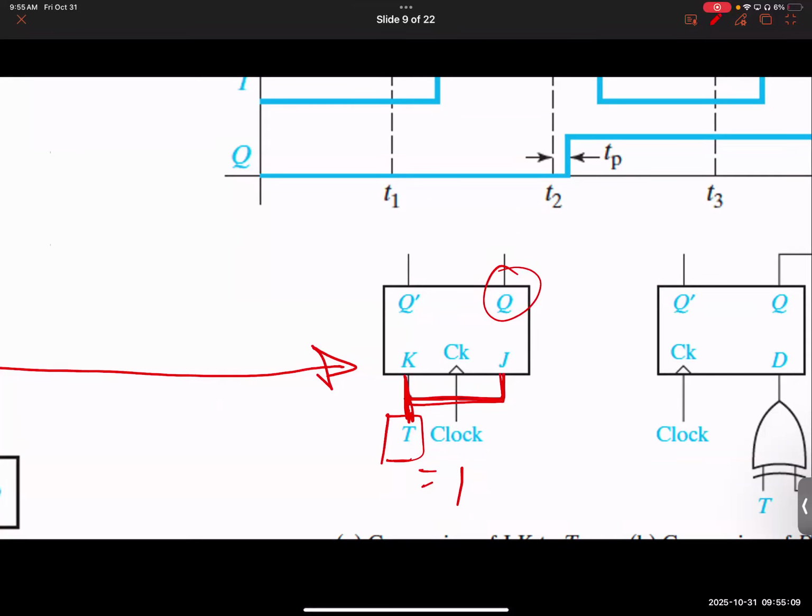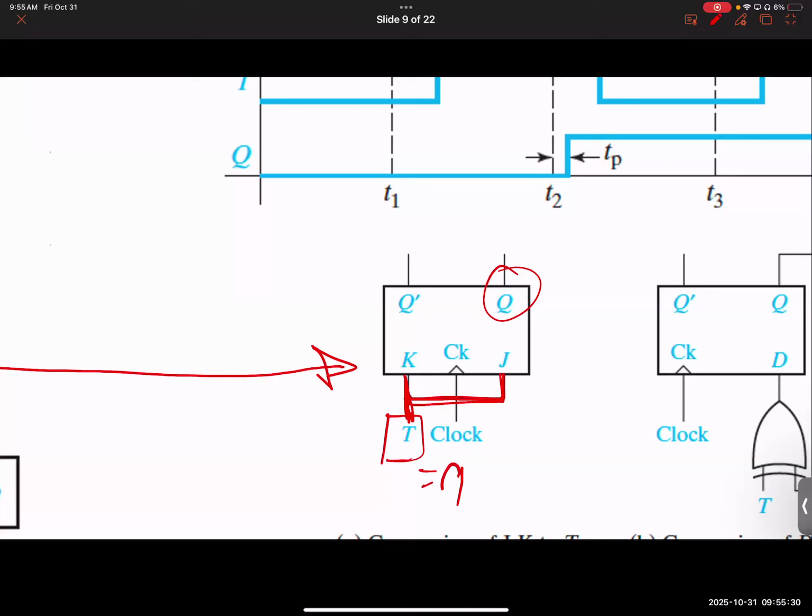Okay, let me ask you one thing. If the toggle is 1 and you provide a clock, what will the output do? At every positive or negative edge of the clock, it will keep changing from 0 to 1, 0 to 1. It will be like a clock itself. It will almost mimic the clock. Do you agree? Okay. All right.